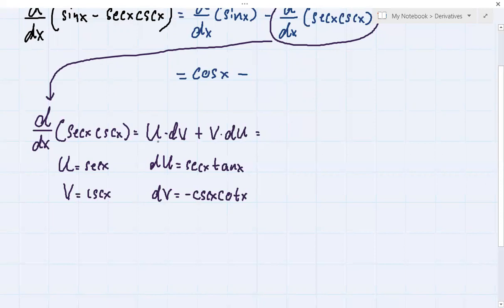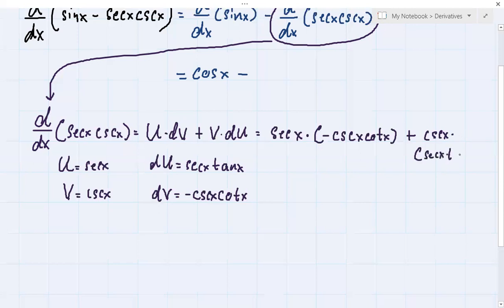Okay? So, let's substitute. Our u is secant x, times our dv, which is negative cosecant x times cotangent x. Plus v, which is cosecant x, times du, which is secant x times tangent x.